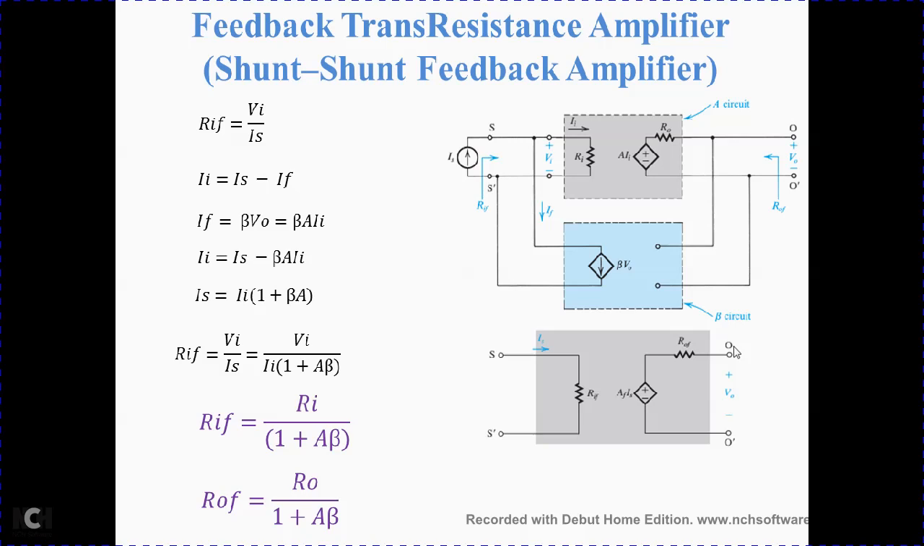Now, let's go for the next one. Trans resistance amplifier. Here output resistance is not derived because the output circuit here is the same as the output circuit of the first. So it is R naught by 1 plus A beta. And in the input circuit, here we have a current source IS.